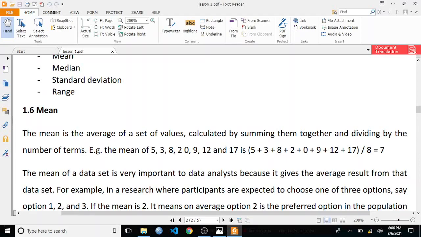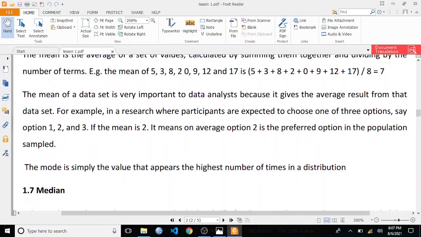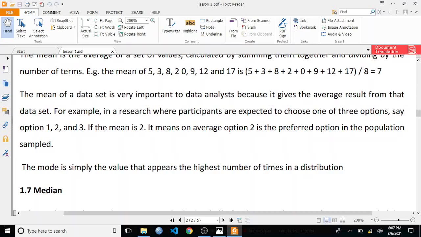The mean is said to be very important to data analysis because it gives the average result from that data set. For example, in a research where participants are expected to choose one of three options, say option 1, 2, and 3, if the mean is 2, it means on average, option 2 is the preferred option in the population sample. Well, the mode is simply the value that appears the highest number of times in a distribution.